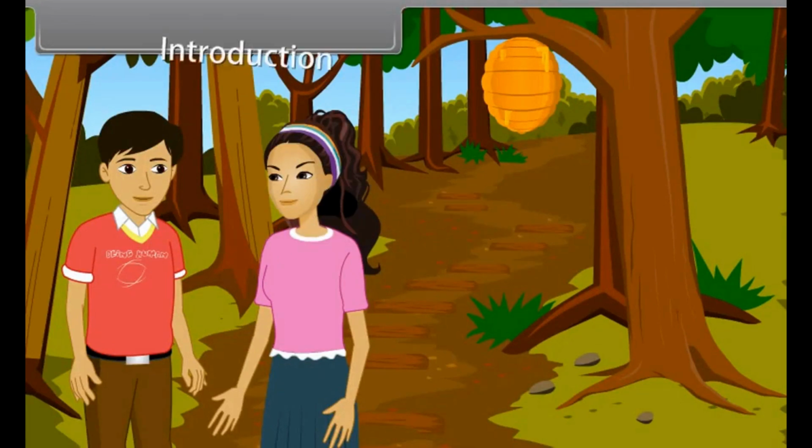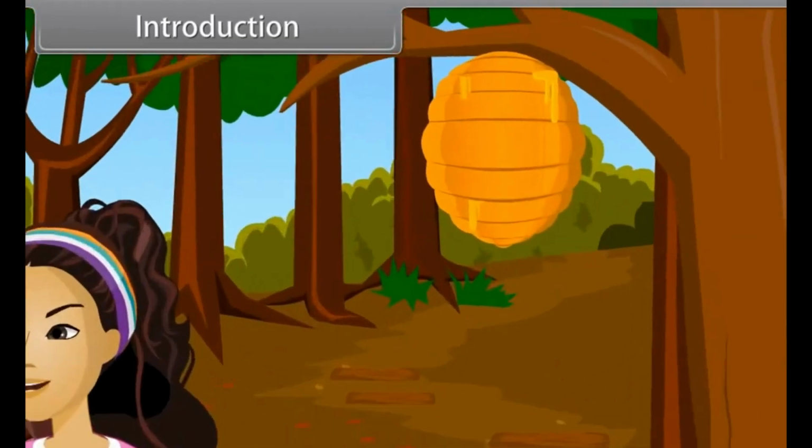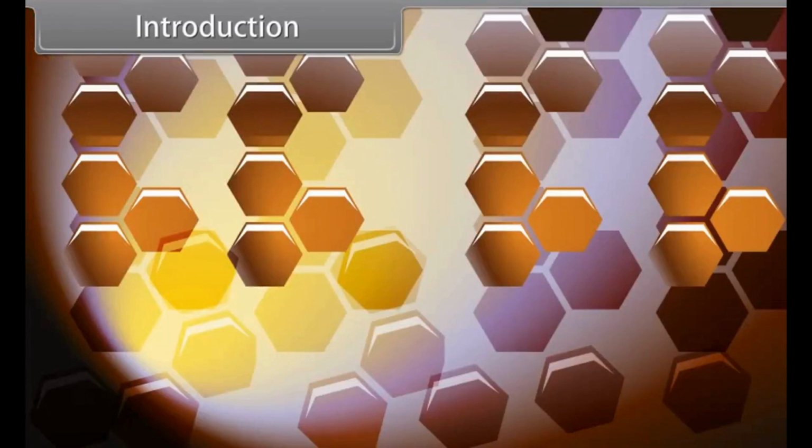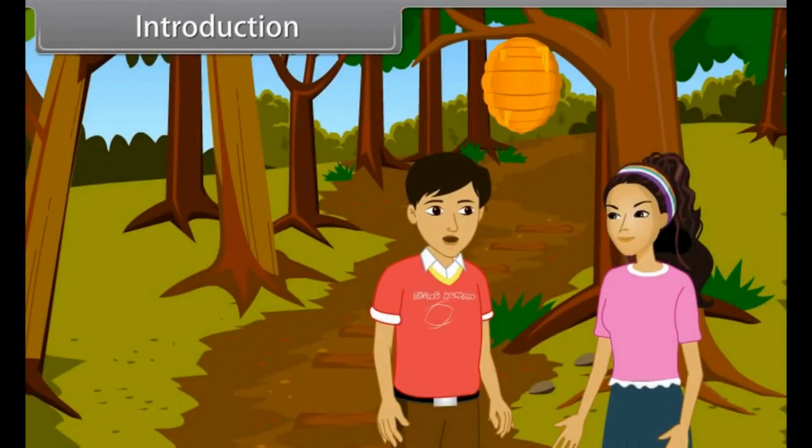See those holes on the honeycomb? Yeah, how beautifully the bees make honeycomb. Have you noticed the holes in that? They're in a pattern. Hey, yes, they form a pattern. In nature we can find so many things with patterns.